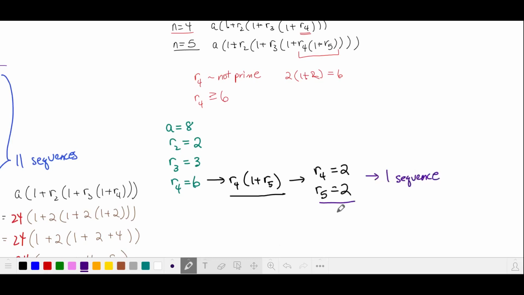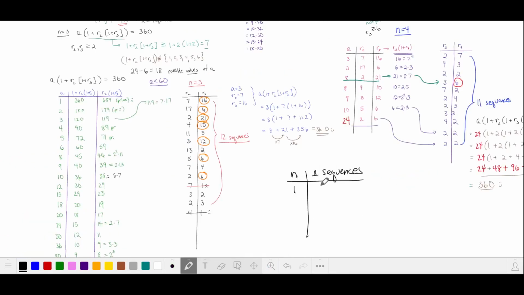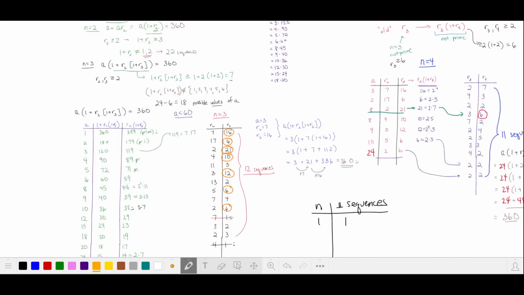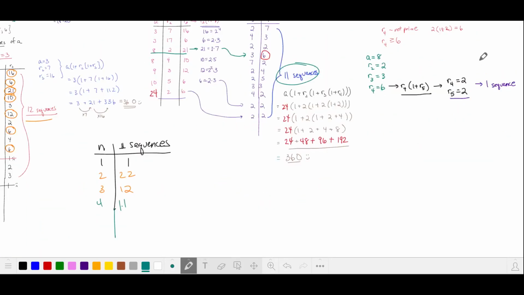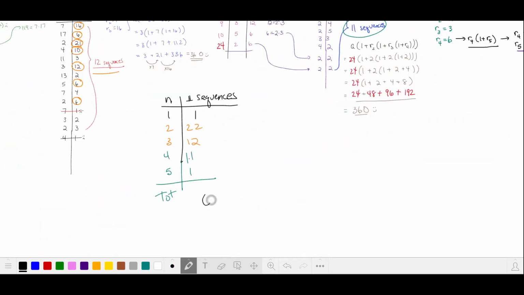We can't do any more replacements because our R5 is prime, so we can total up our sequences for all of these cases. For n equals 1, we just had one sequence. N equals 2 gave us 22 sequences. Here's n equals 3, n equals 4, and one more for n equals 5. This gives us a sum of 47, and that's our answer.